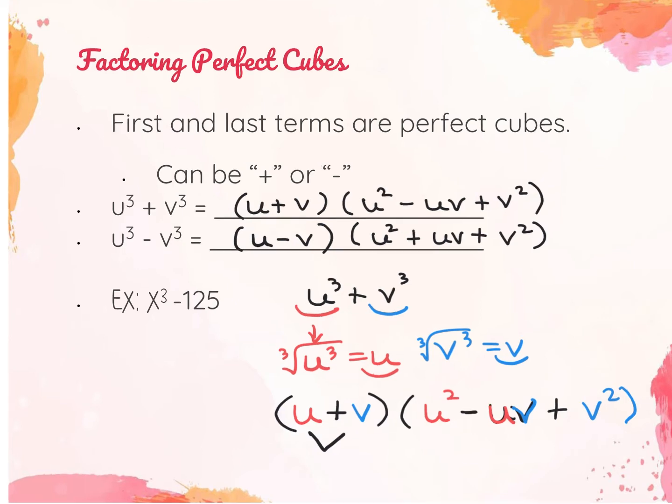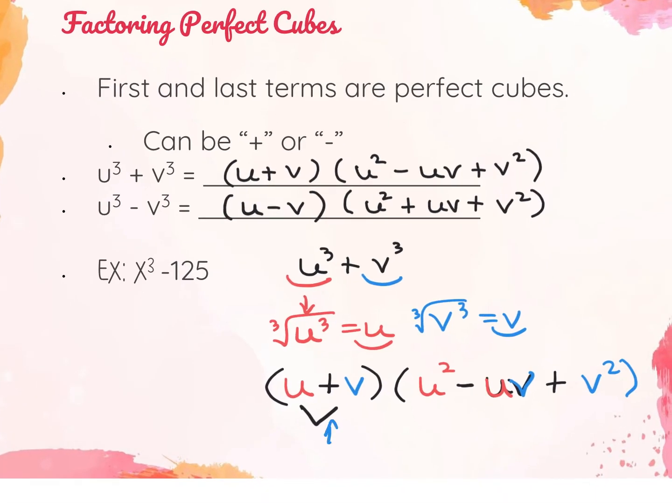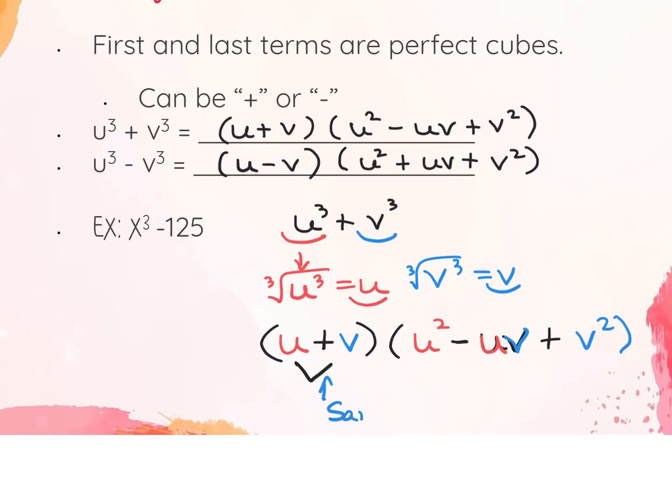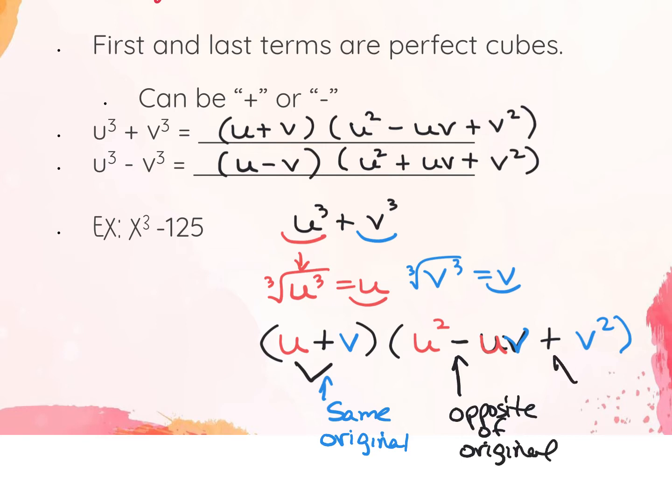So that's the pattern. The acronym I have for you is: the first sign is the same as the original. The second sign is going to be opposite of the original. And the last sign is always positive. So my acronym is the word SOAP. So we're going to spell SOAP. Same sign, that's the S, and then opposite, and then always positive. And that's how you'll know what signs to go in here.